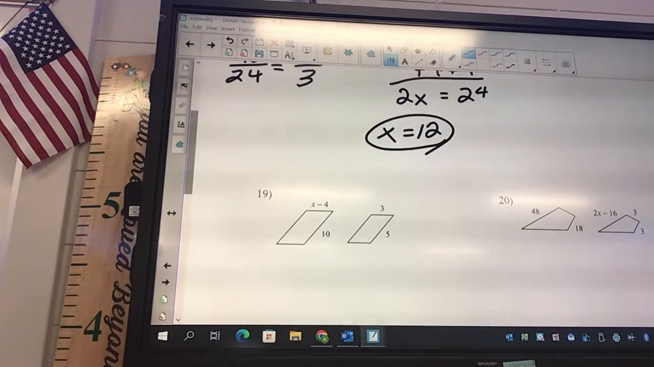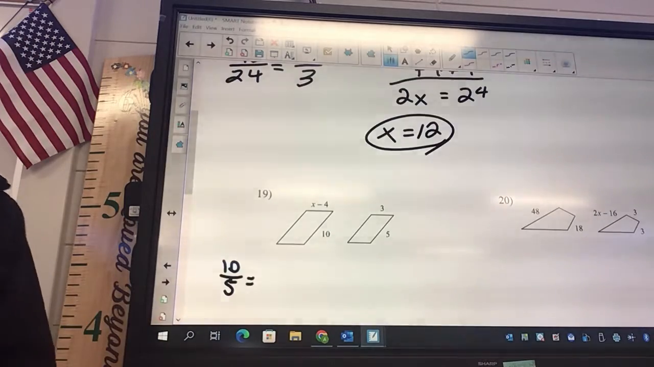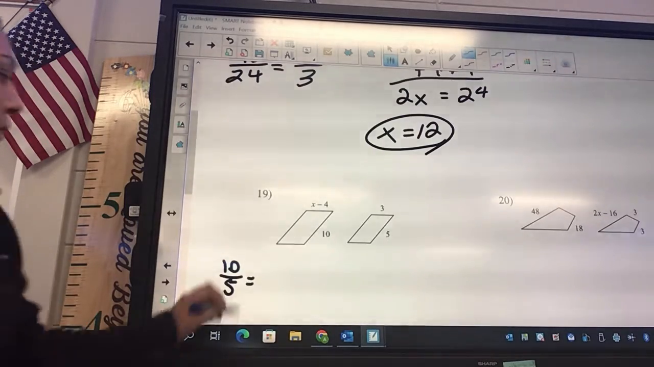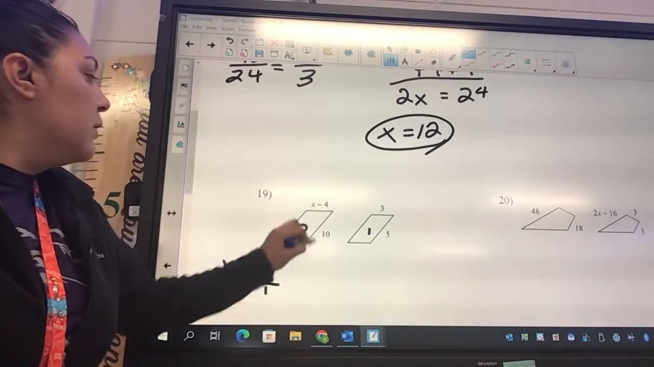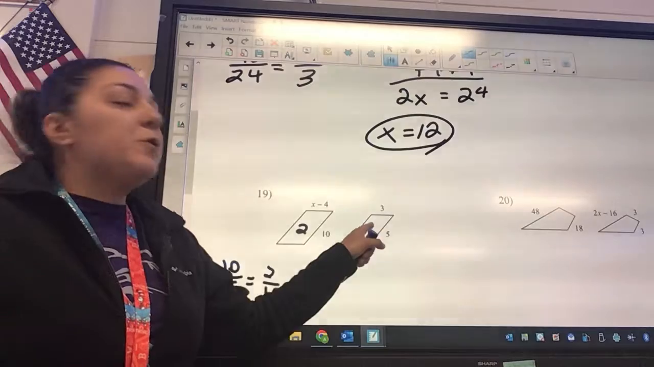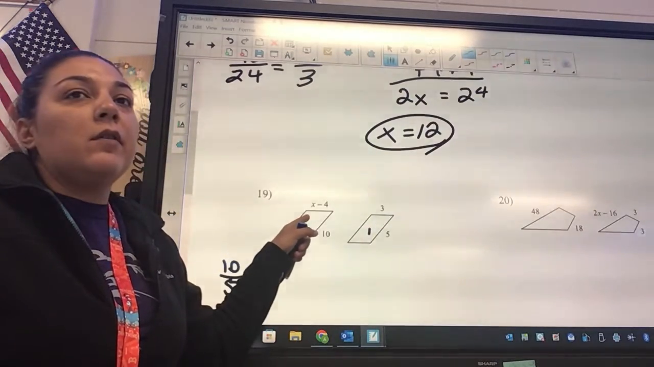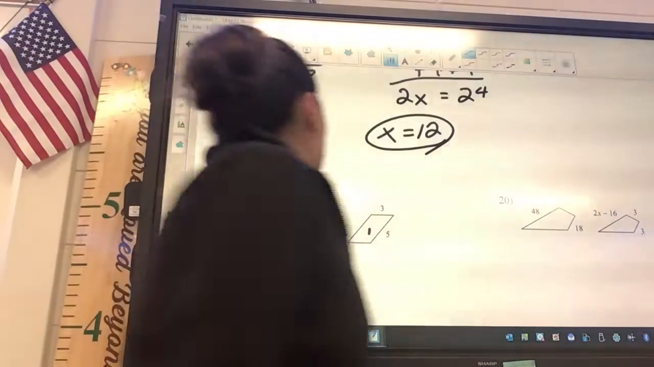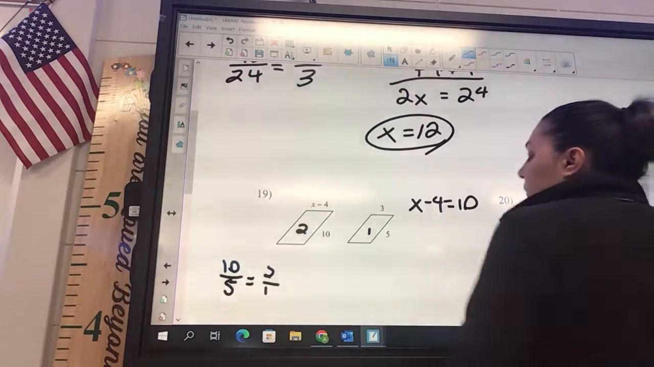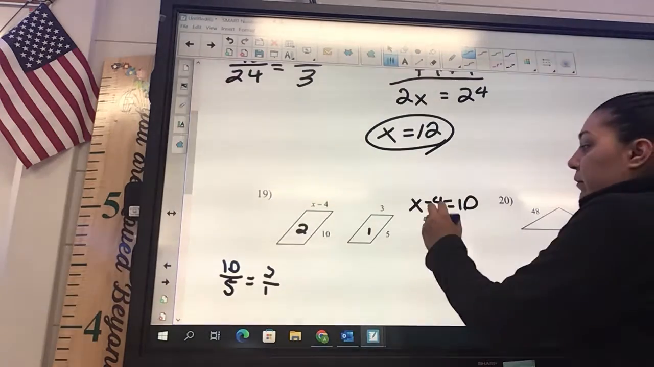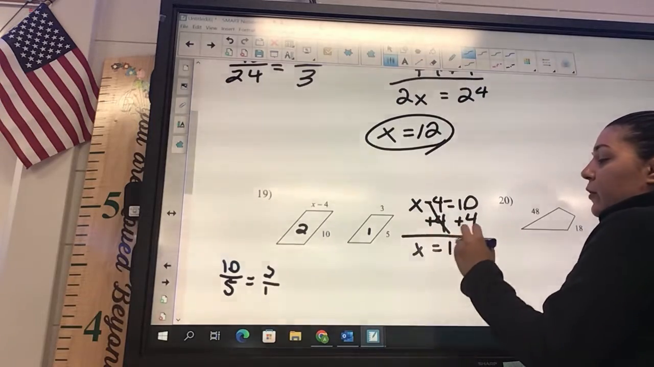Okay, we got 10 over 5. What's your scale factor? 1 to 2. Yeah, so this is going to be a 1 and this is going to be a 2. Okay? 1 times what gave me 5? 5. So 2 times 5, 10. Okay, so we're gonna get 10x minus 4 equals 10. So we say plus 4. So we got x equals 14.